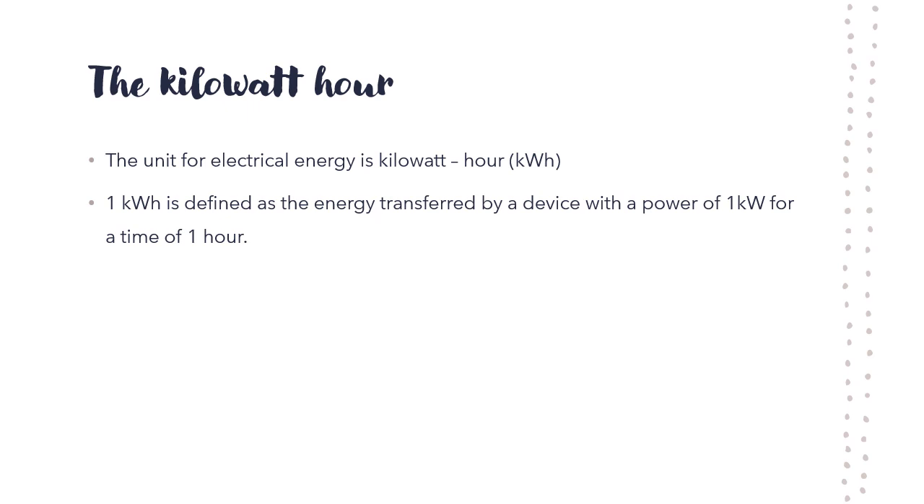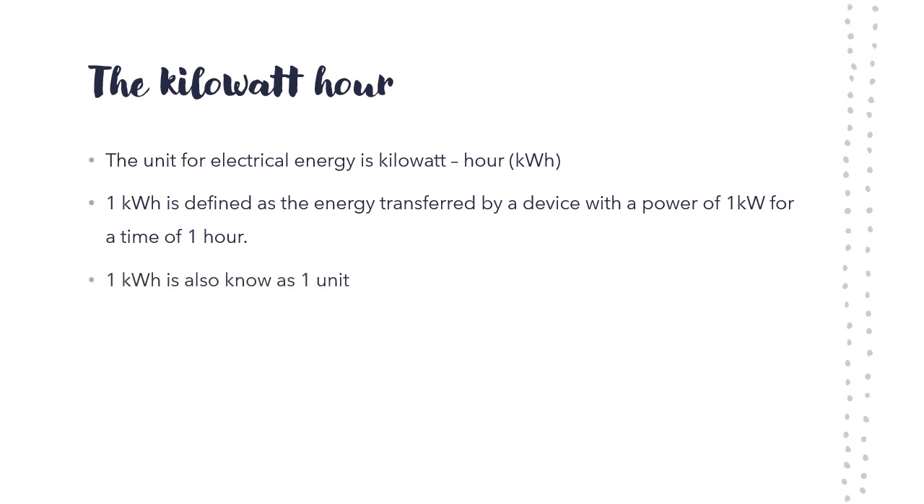It is the energy transferred by a device with a power of 1 kilowatt for a time of 1 hour. Keep this definition in mind, they can ask you. So kilowatt hour is a special unit for energy. We use that only when we are talking about the energy consumed by electrical appliances, and it is defined as the energy transferred by a device which has a power of 1 kilowatt for a time of 1 hour.